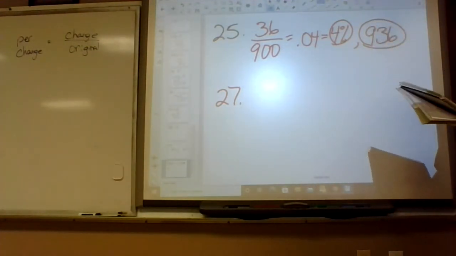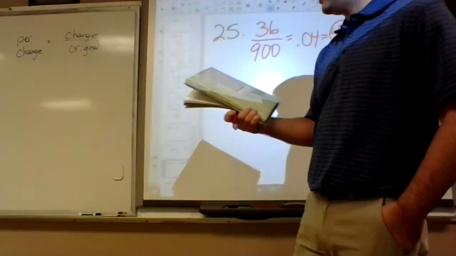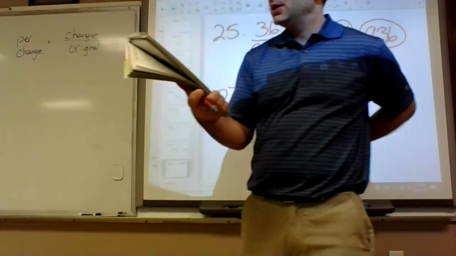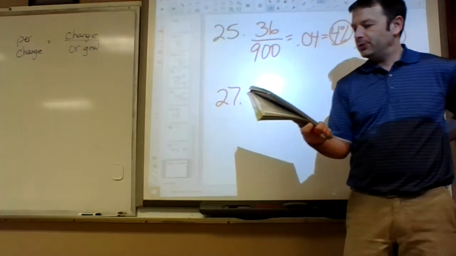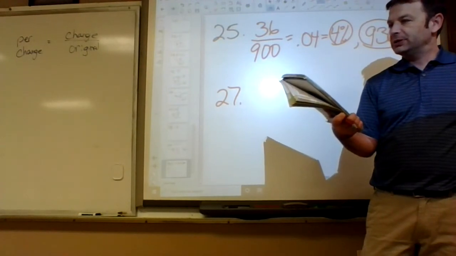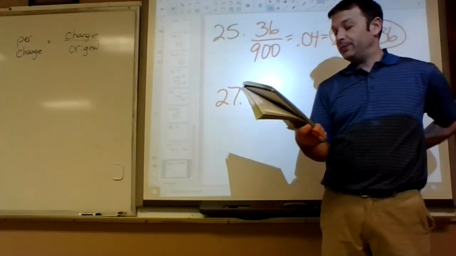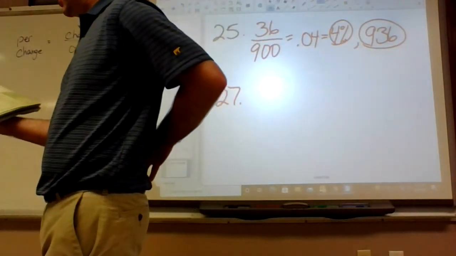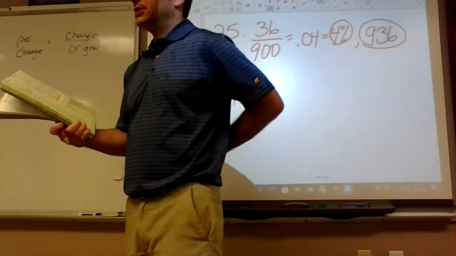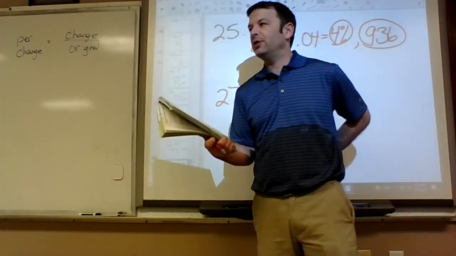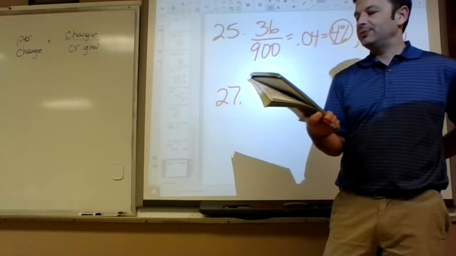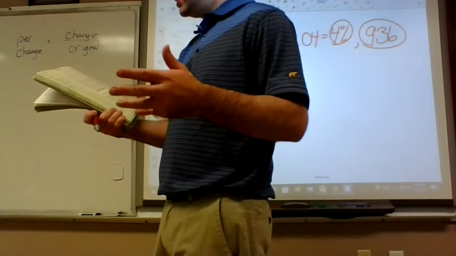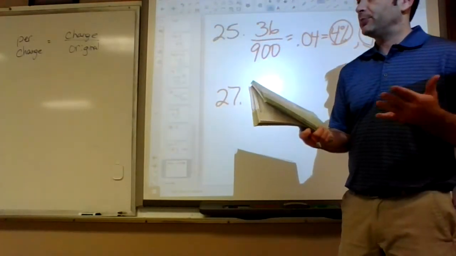So 27, this was the assignment from last week where the last four were hard. 27 is one of the hard ones. Listen, girls. Basically what 27 means is that 20% of the original amount must be 35. You guys get that? 20% of whatever the original amount was has to be 35, because we're decreasing by 20%, we're decreasing by 35. So 20% of the original must be that 35.